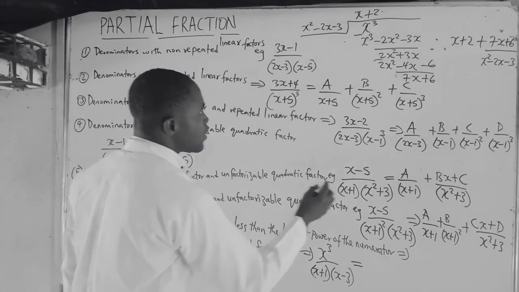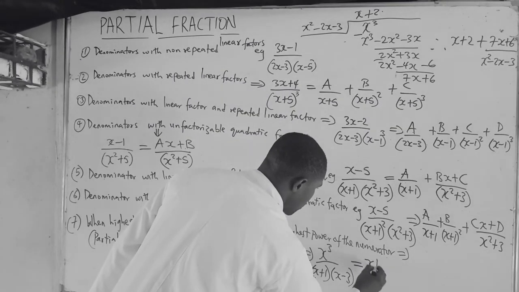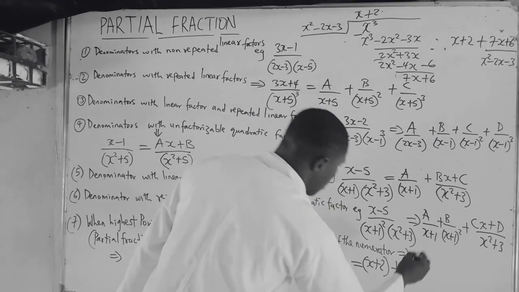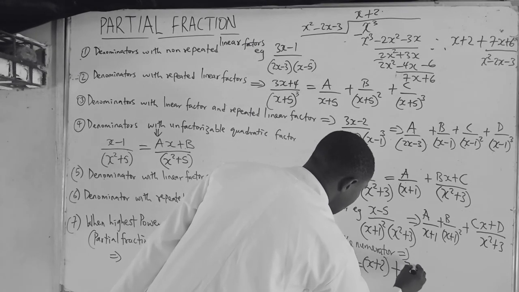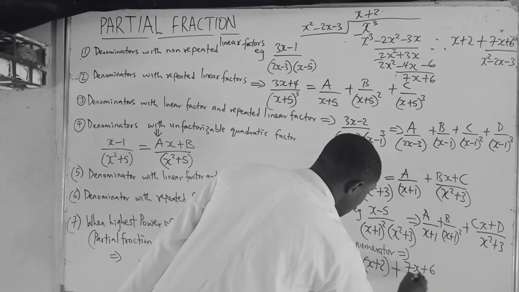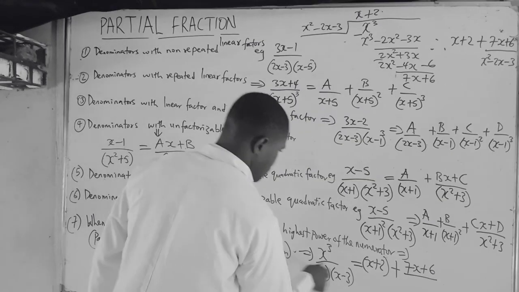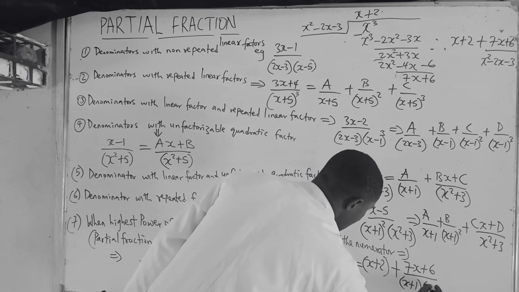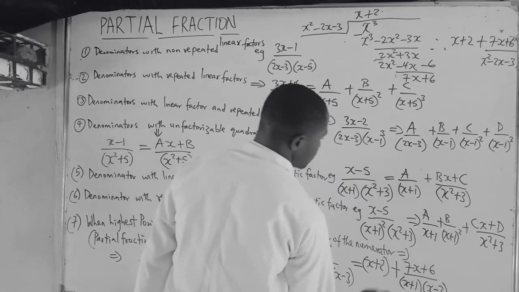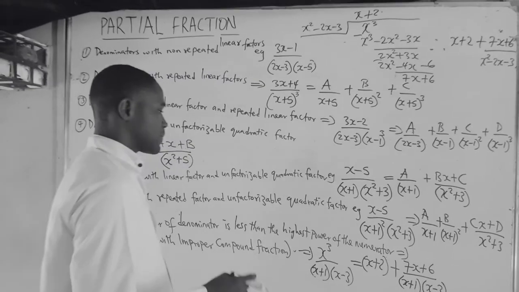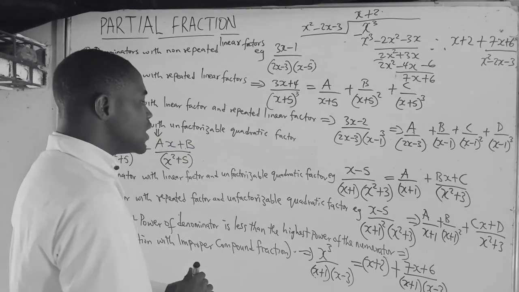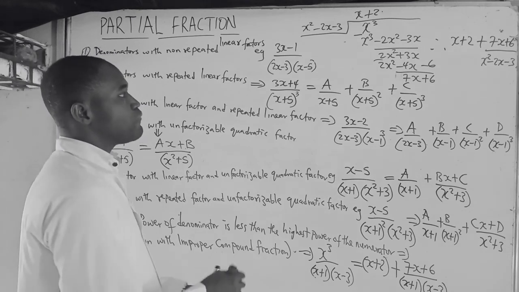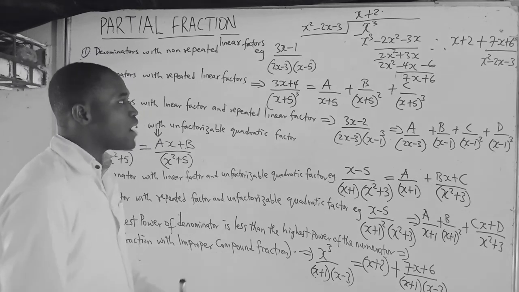So that is what we write. x plus 2, we write it separately. Then what we are to resolve is 7x plus 6 all over x plus 1, x minus 3, because this will still give you this.